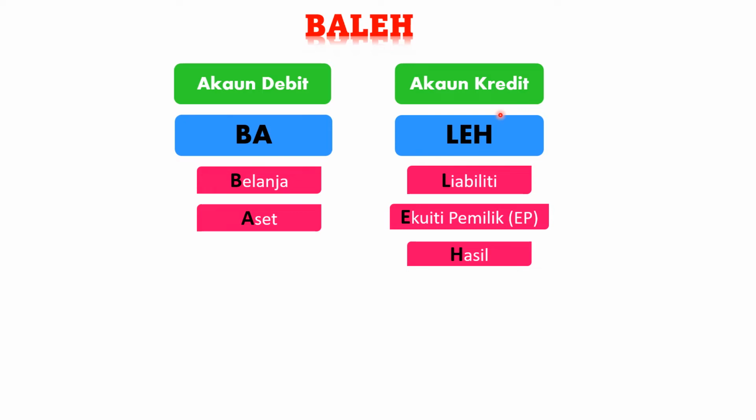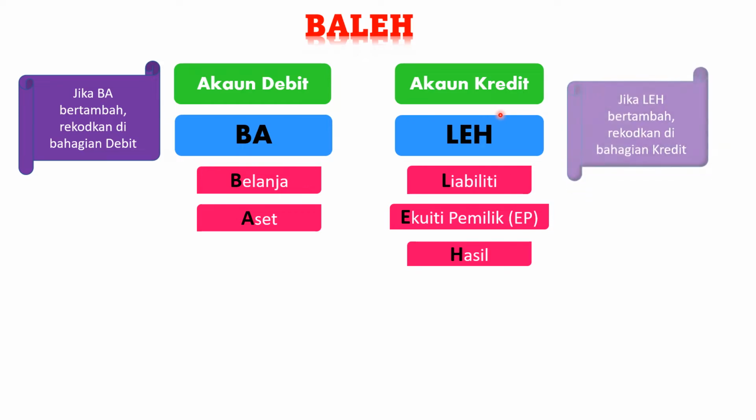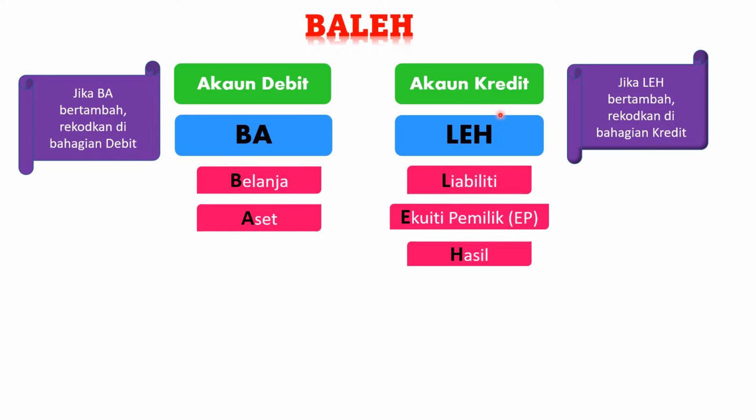What does this really mean, account debit and account credit? Okay, so for account debit, jika BA bertambah, means belanja and aset bertambah, rekodkan di bahagian debit. As for account credit, jika LEH bertambah, rekodkan di bahagian kredit. You might be wondering about jualan and belian because jualan and belian is not covered anywhere here. Correct or not? Where would they be covered?